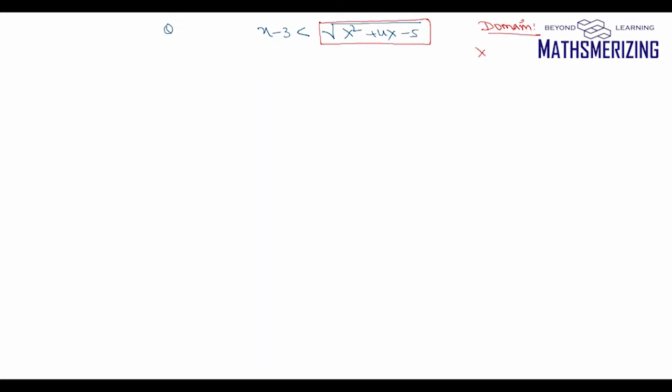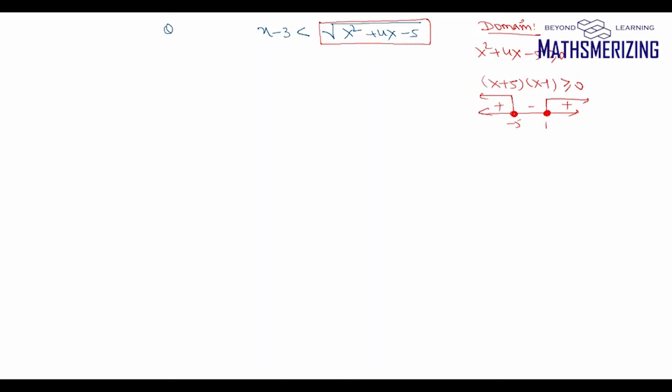So the condition here will be x square plus 4x minus 5 should be greater than or equal to 0. So I'll get (x plus 5)(x minus 1) greater than or equal to 0. So this is minus 5 and then 1, so it is plus, minus and plus. So either x is less than or equal to minus 5 or greater than or equal to 1, both included because there is an equality sign.